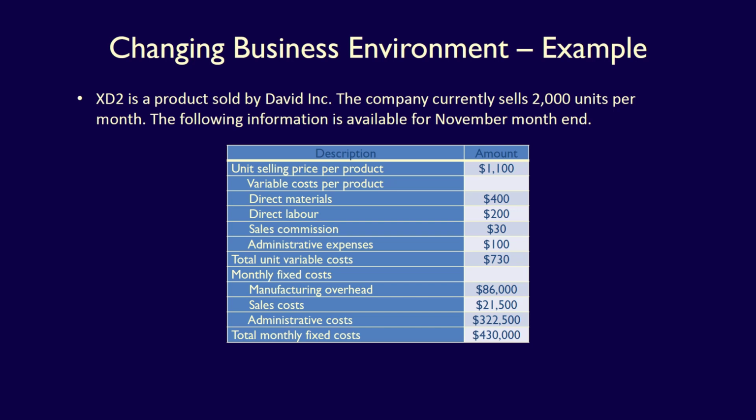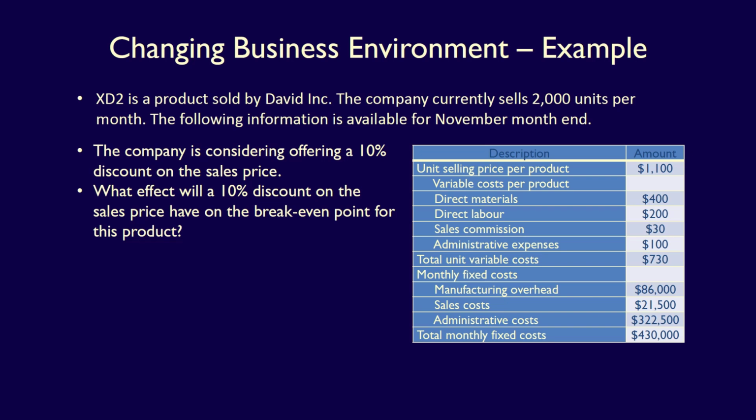Next are listed the monthly fixed costs as follows: manufacturing overhead of $86,000, sales costs of $21,500, and administrative costs of $322,500. Total monthly fixed costs are $430,000.